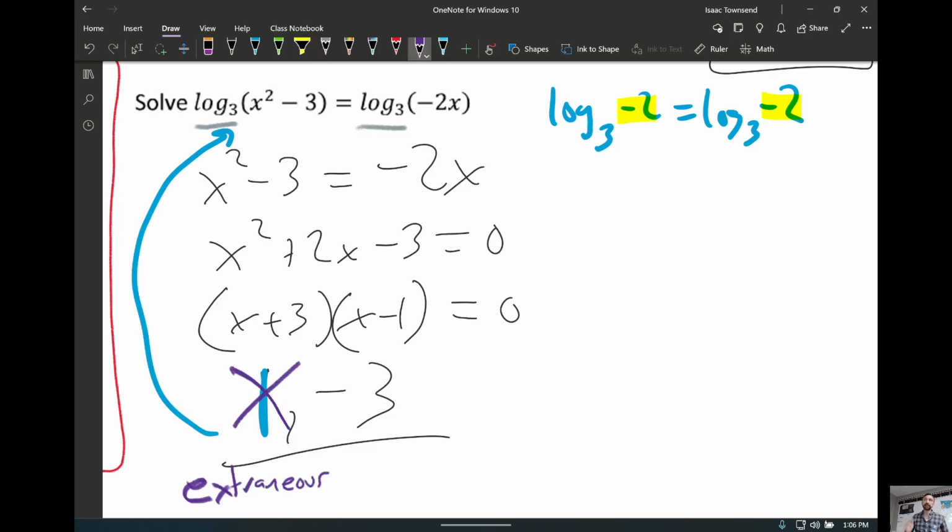It's not that I did anything wrong. I factored right. I solved my quadratic right. My first step is okay. Logically, it's okay. But when I just pretend like the logs aren't there, I'm pretending like there's no restrictions.